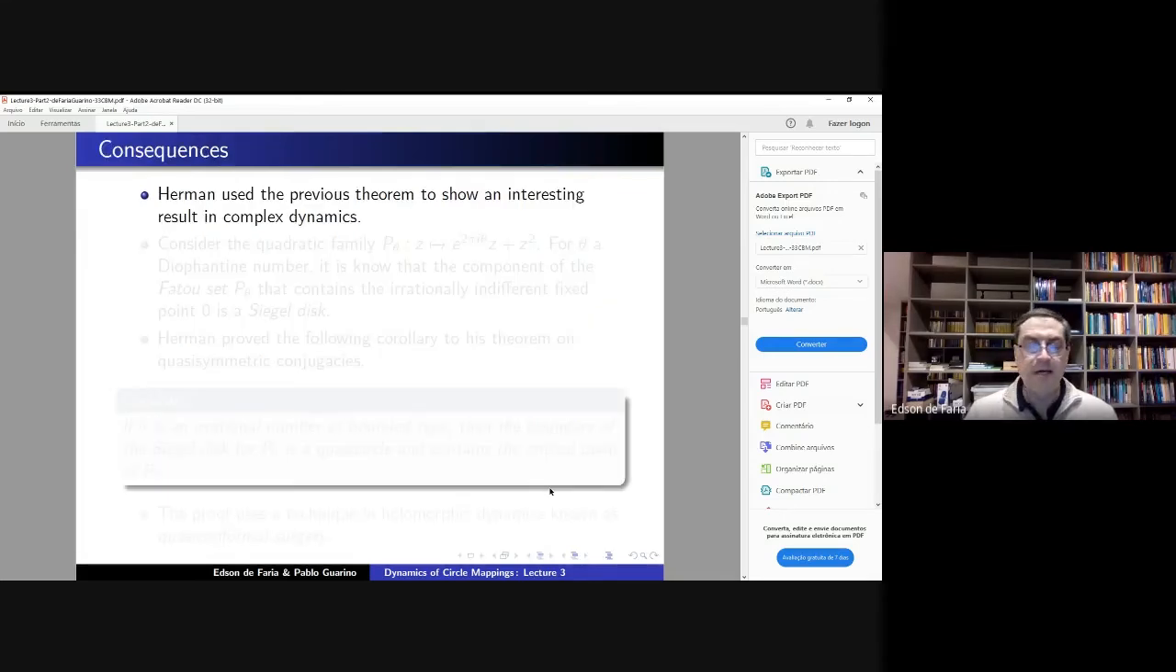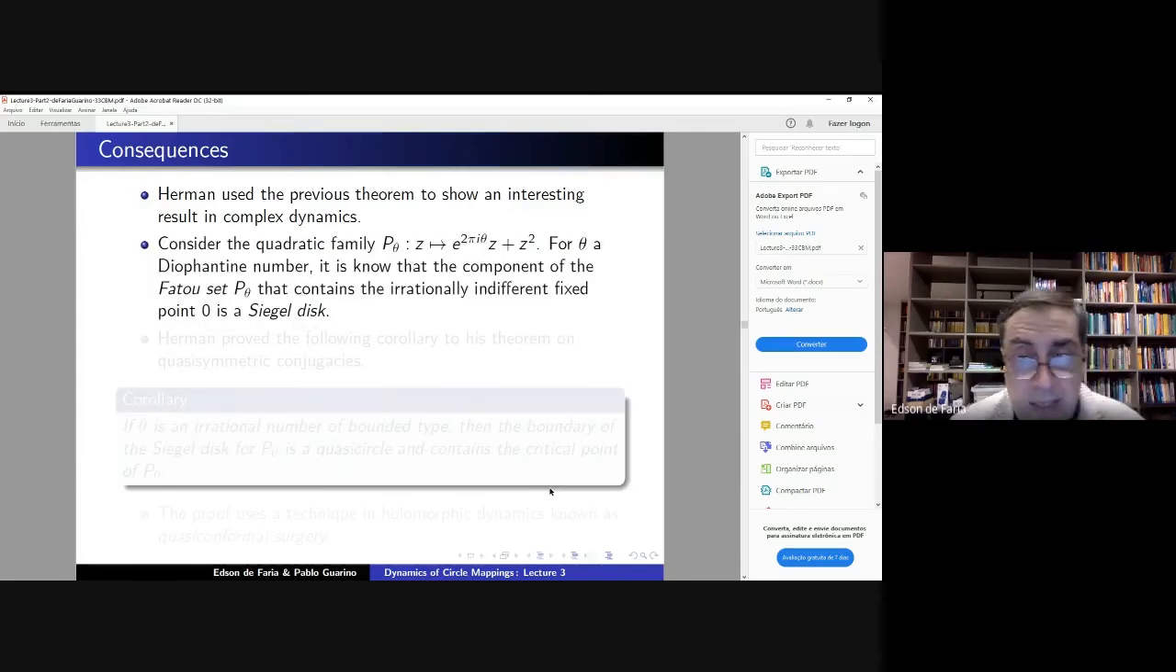And Herman's theorem has some interesting consequences even in complex dynamics. Let's say you have a quadratic polynomial that has an irrationally indifferent fixed point at the origin. So it's a map of the form z goes to e^{2 pi i theta} z plus z squared, where theta is irrational. Now, it turns out that if theta is a good irrational, a Diophantine number, there is a theorem of Siegel that says that you can linearize the map near the origin. And if you look at the maximal domain of linearization, you get what we call a Siegel disk.